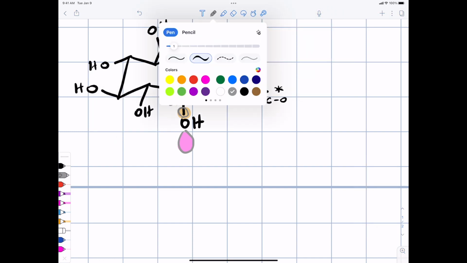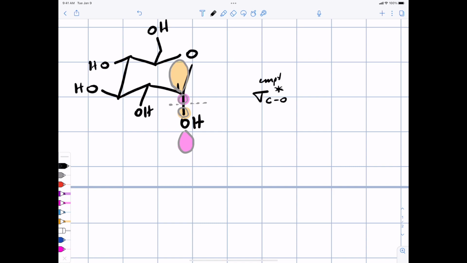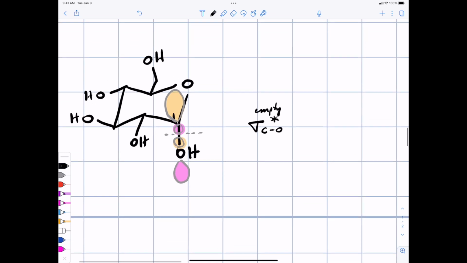So this is the empty carbon-oxygen sigma star. On an adjacent atom, on this adjacent oxygen, you have non-bonding lone pair electrons. And it's fine for our purposes if you think of those non-bonding lone pair electrons as being in an sp3 type orbital. It doesn't have to be that way. In fact, there's some data suggesting that it's not that way, but that's going to be fine for our purposes.